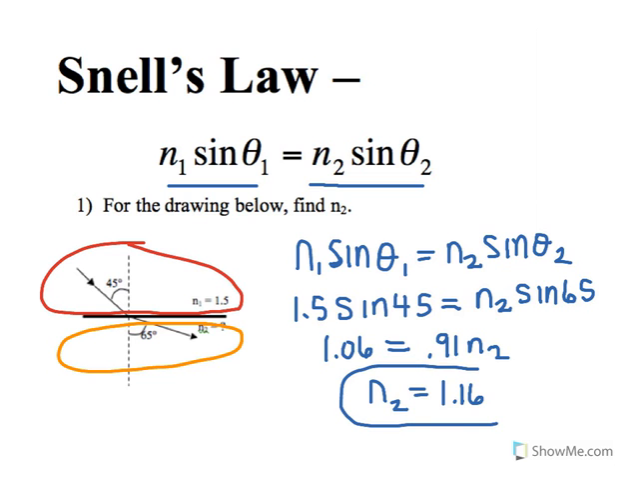All right, now a good thing to do is let's look at this and see, does this make sense? Looking at that diagram, does it make sense that your n2 is smaller than n1? And I would say yes, it does, because 65 degrees is bigger than 45, which means it's going faster. It's definitely going faster in this medium. And if it's going faster, that means n2 has to be less dense. And if n2 is less dense, it would be a smaller number, which is exactly what we've got. There you go, first problem.